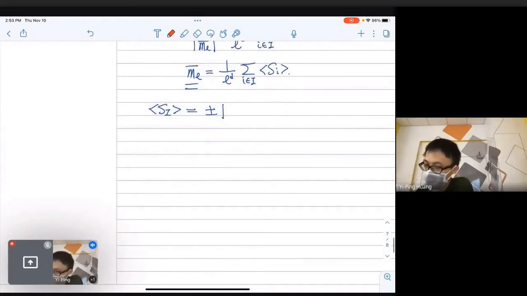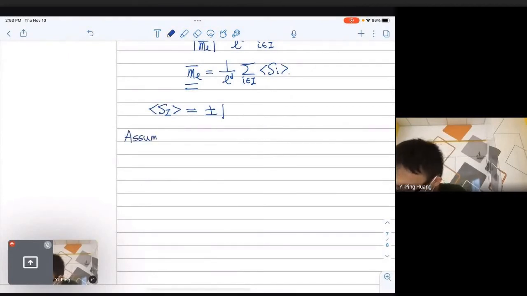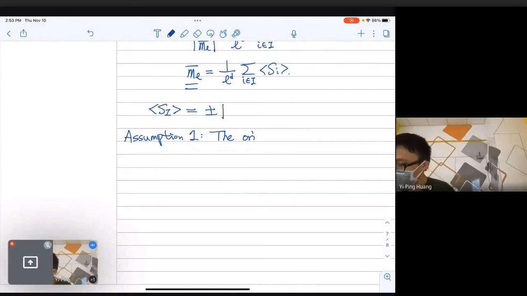So here is the assumption that Kadanoff is proposing. Here's assumption one, given by Kadanoff: the original spins only interact with nearest neighbor spins and the external field. The assumption is that after we do this block spin transformation, the block spins will also only interact with the nearest neighbor block spins and the external field. So that's the assumption.